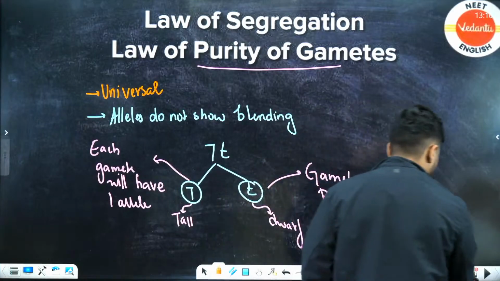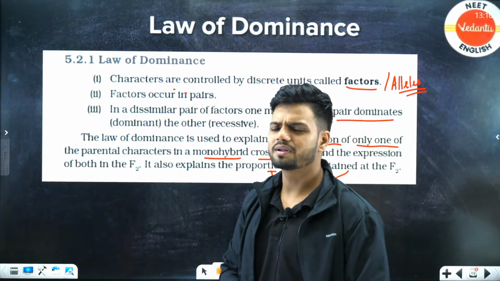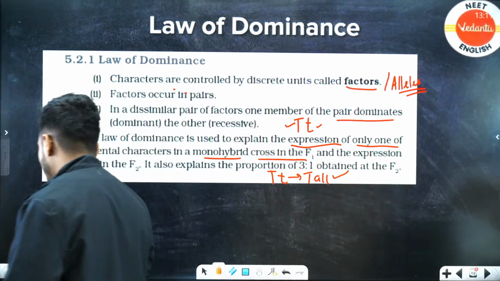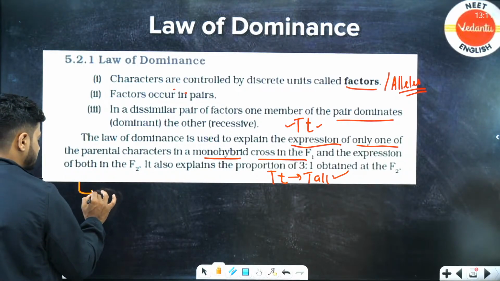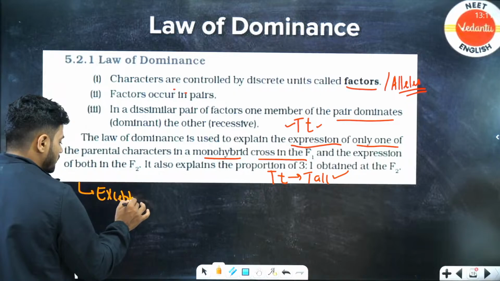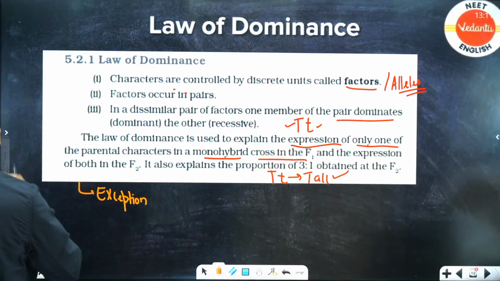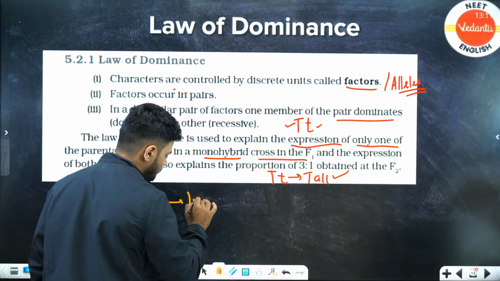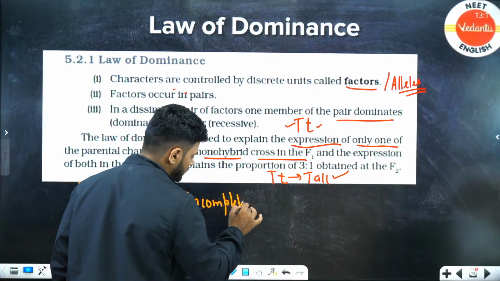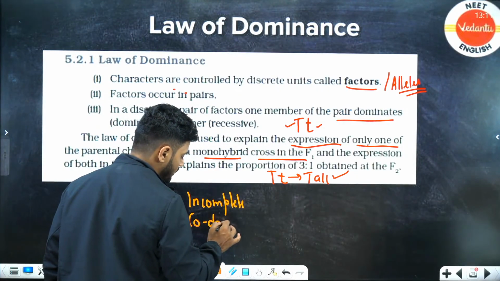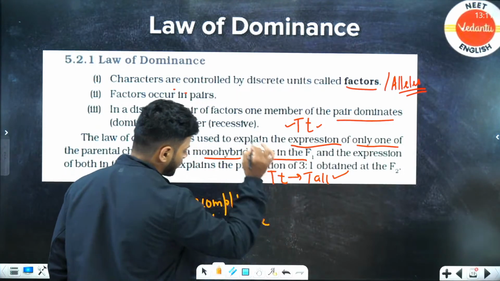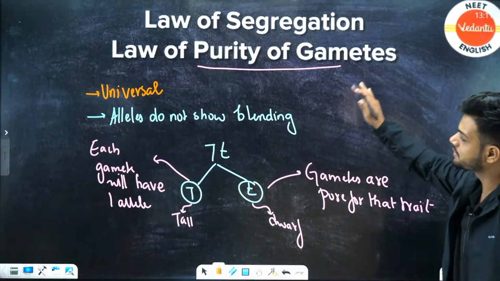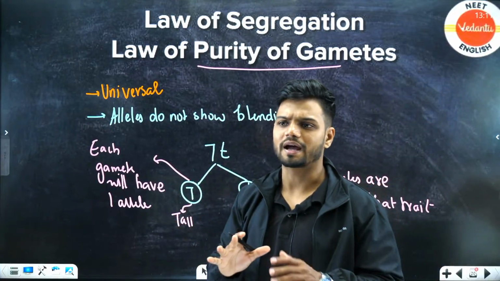But the law of dominance is not universal. There are exceptions in the law of dominance. Obviously, the first ones are incomplete dominance and codominance. Incomplete dominance and codominance are the exceptions when you come to the law of dominance. But your law of purity of gametes is universal. There are no exceptions at all.